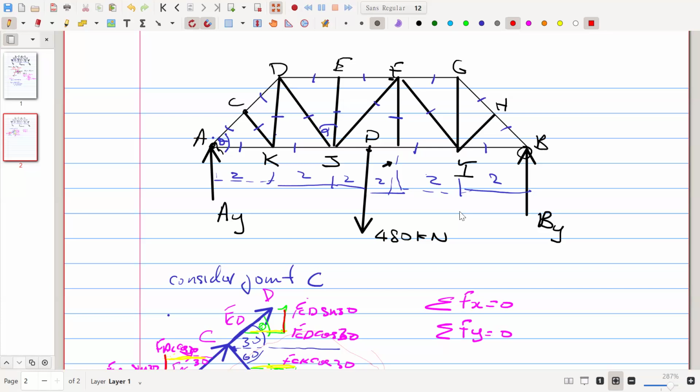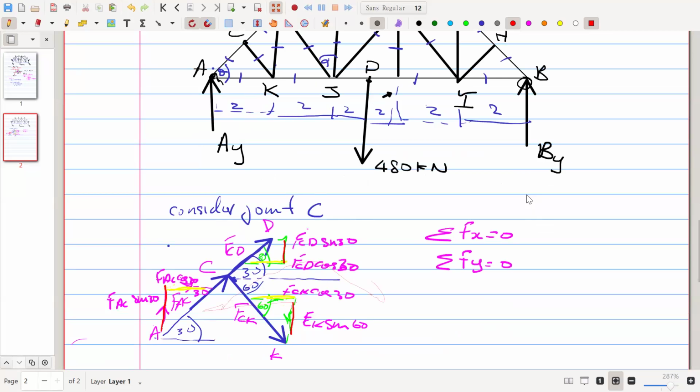Sorry, my pointer fell. I had to reach for my pointer. Sorry about that. Let me tell you, I said moments because you take your moments. Remember, your moment equation also comes into play. If you're finding reactions, then you can use your moment equation. Didn't you remember that?